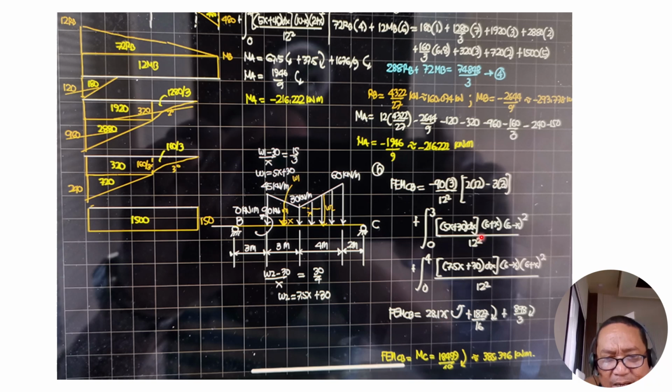Then the second part is clockwise due to the load. That's 1,827 over 16. Then this is also clockwise. The value is 898 over 3. So combining, treating clockwise as positive, counterclockwise negative, so M sub C is 18499 over 48 clockwise, or that's 385.396 kilonewton meter. So that's it for this video because it's already long.